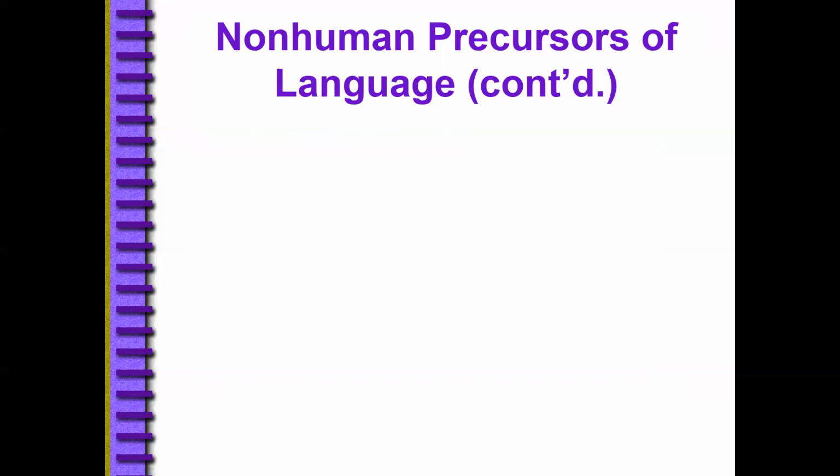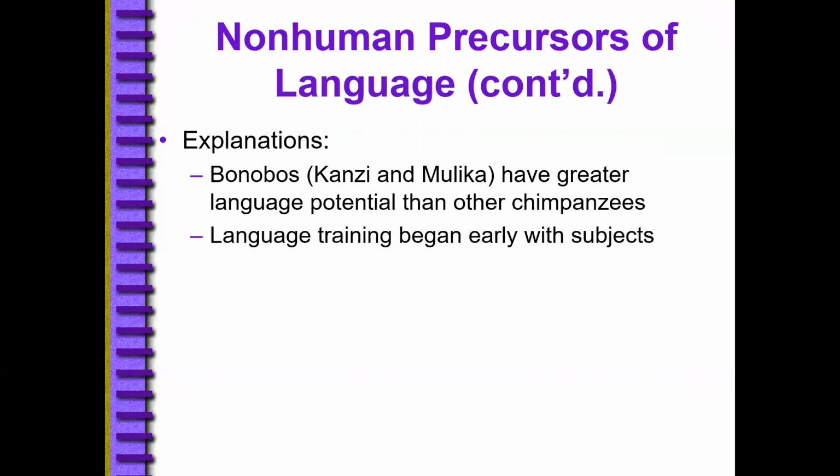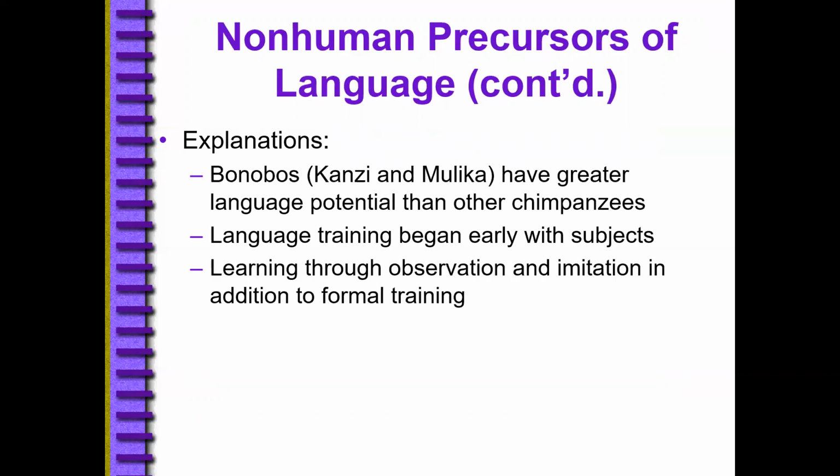In trying to explain what's going on with this language, Kanzi and Malika, his sister, seem to have greater language potential than other chimpanzees. One thing too with these, the research started when they were really young. They observed their parents getting trained by the researchers, and then the researchers trained Kanzi and Malika as well. So there was learning through observation, when they were observing the researchers train the parents, and then observation and then imitation. And of course, there was a lot of positive reinforcement. You say the thing, you get a seed or something.